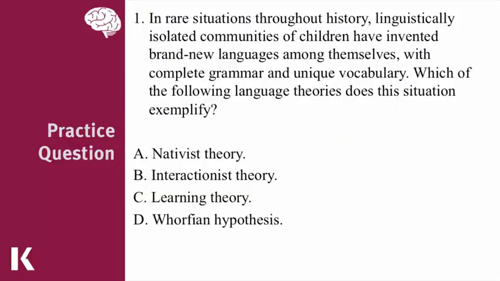Let's see how the MCAT will test the concepts we've learned in this video. Read and answer the practice question. The answer is A. The nativist theory claims that language development is 100% based on biology or nature. So in this situation, people developing a language from square one with no other lingual influences would exemplify the nativist theory. If you had trouble with this question, review the three theories of language acquisition.